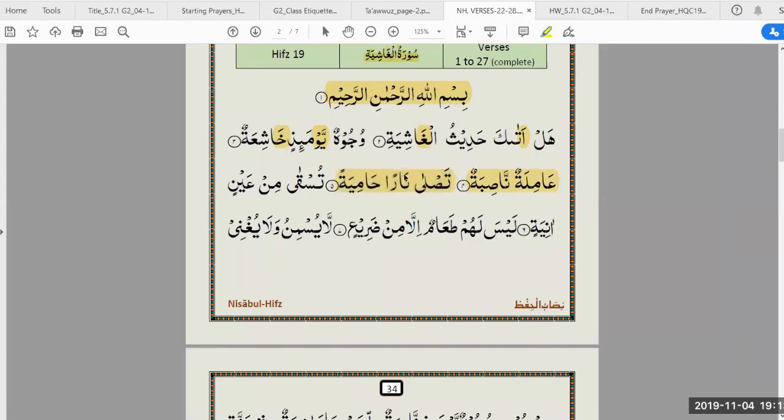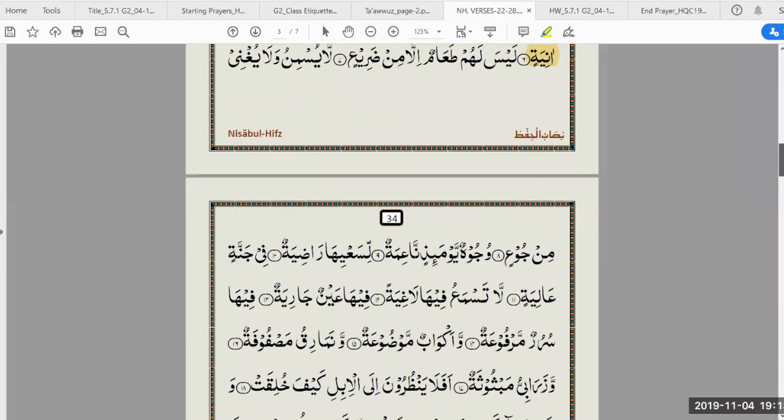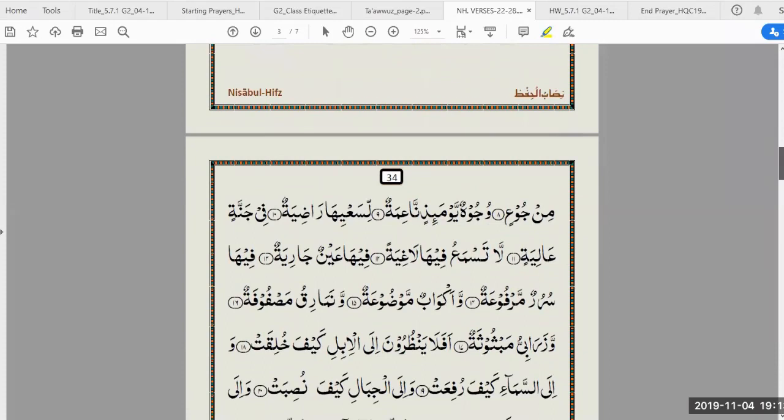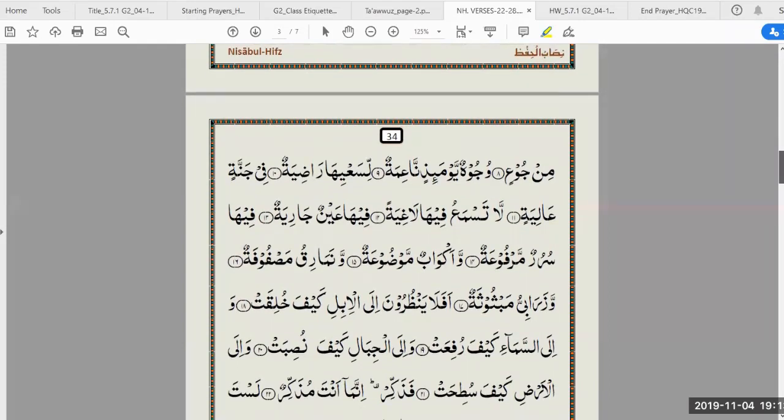Tasla naran hamiya. Good, well done. And this next one? Tusqa min aynin aniya. Yeah, so this ta will not be pronounced in a thick way because it's not a ta. It's not the letter ta. Let me see if I can find one. I don't know if there, maybe there is one, but can you see one?